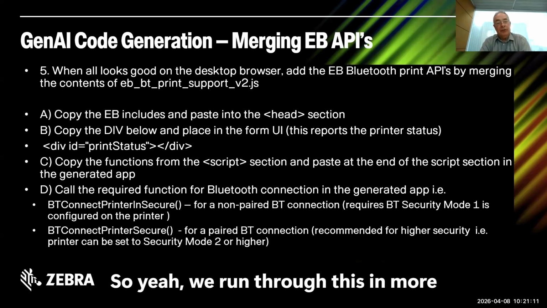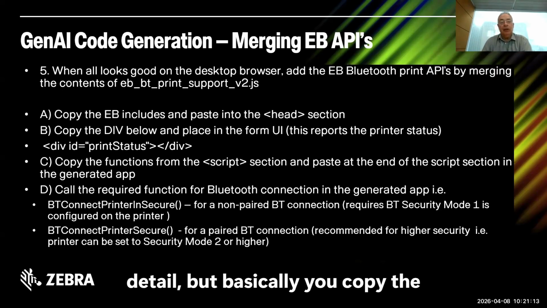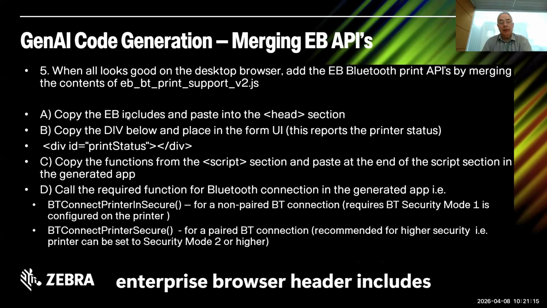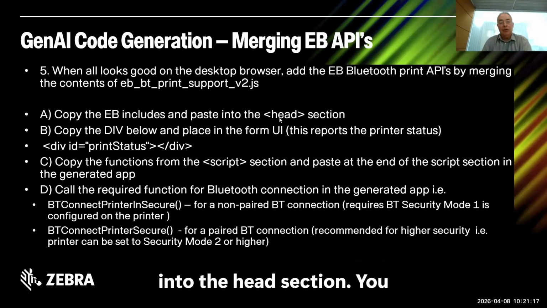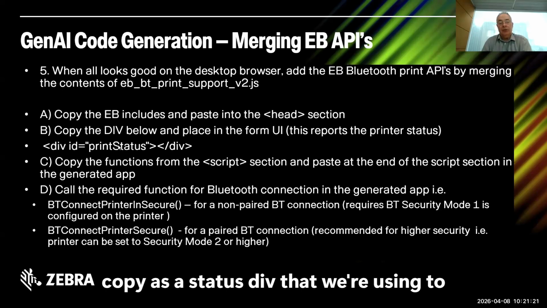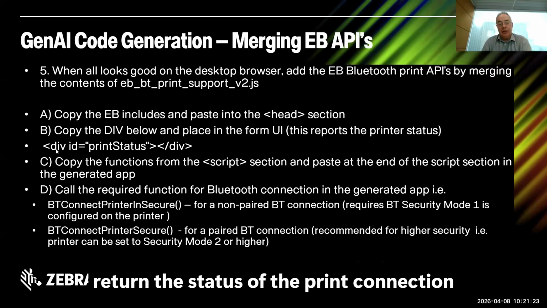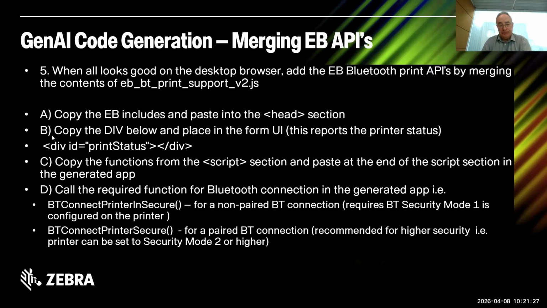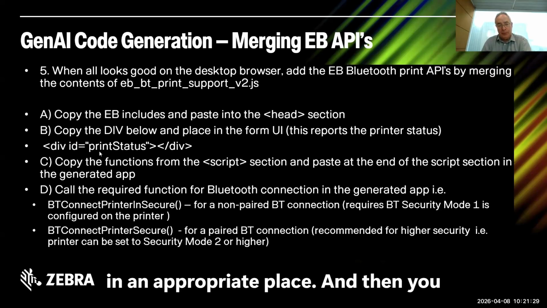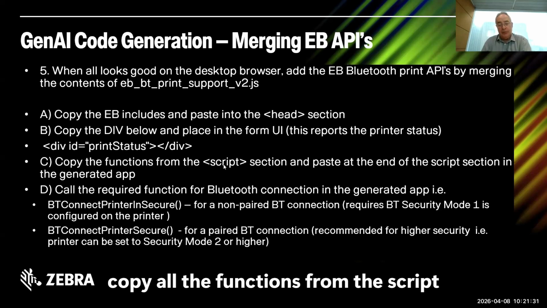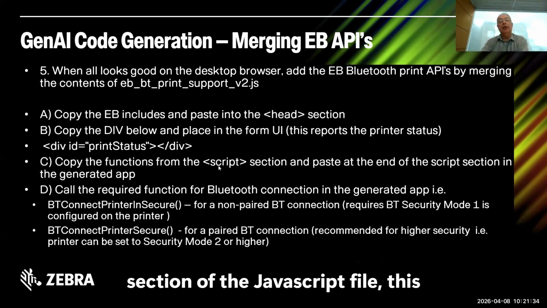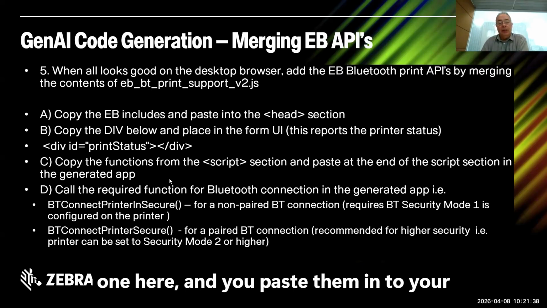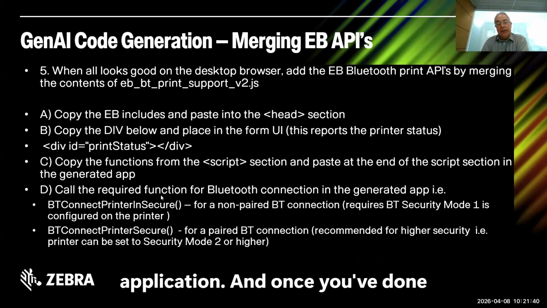We run through this in more detail, but basically you copy the Enterprise Browser header includes into the head section. There's a status div that we're using to return the status of the print connection, which you just put into your UI in an appropriate place. And then you copy all the functions from the script section of the JavaScript file, this one here, and you paste them into your application.